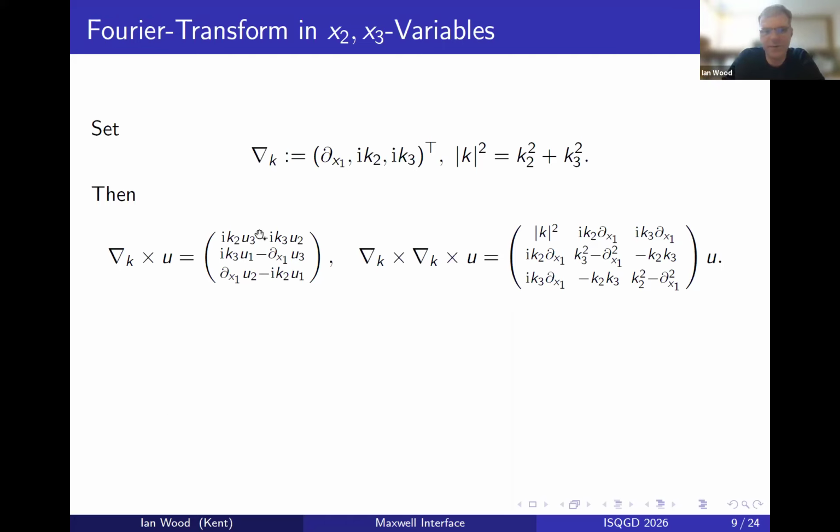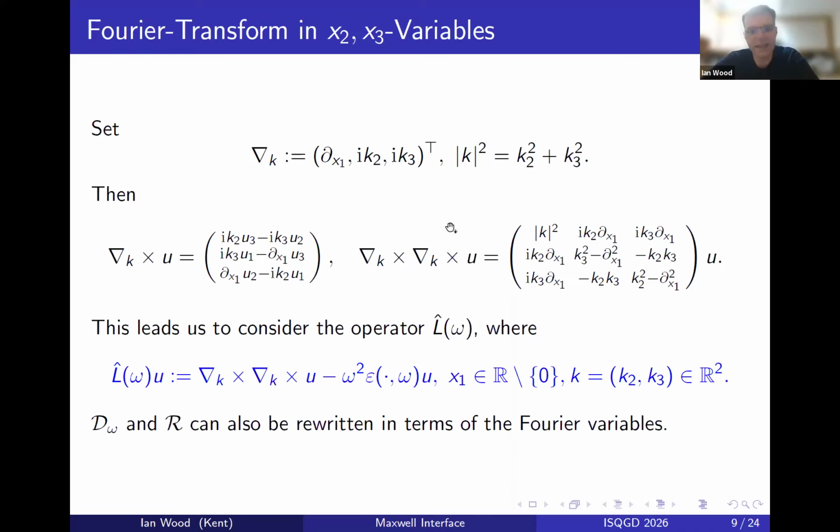And we have this gradient k at the top here, and then obviously we need to express the curl in the new variables. So we have the curl k is this, and then the operator that appears in our equations is the curl k of the curl k, which is this matrix differential operator that you can see here. Right, and so then in the Fourier variables, we're going to call the operator L hat. So we then have an operator L hat of omega, which is this curl k curl k minus omega squared epsilon.